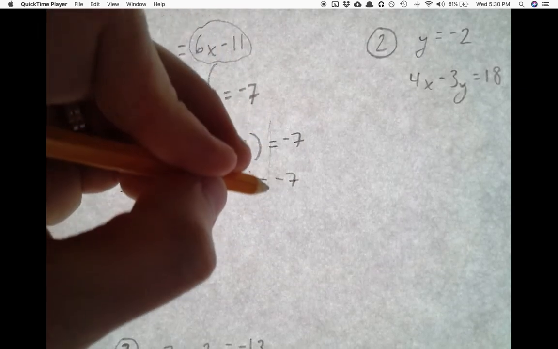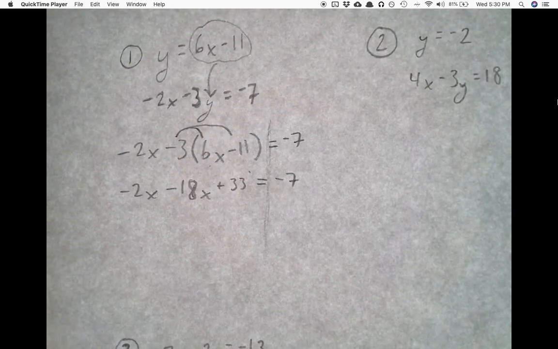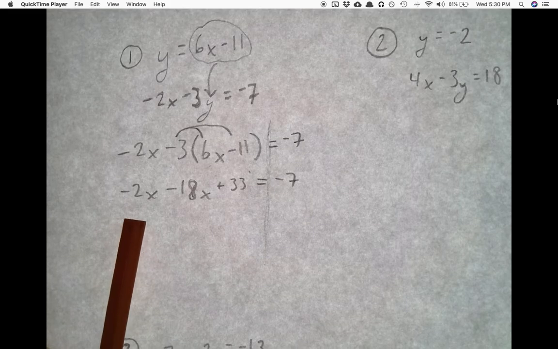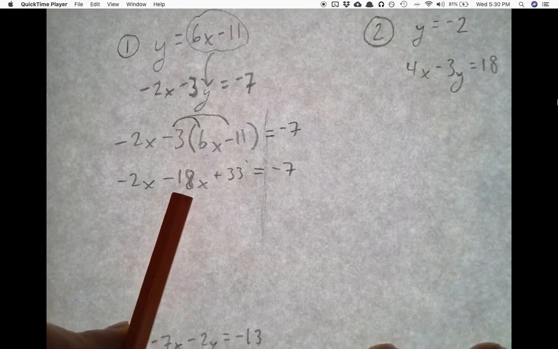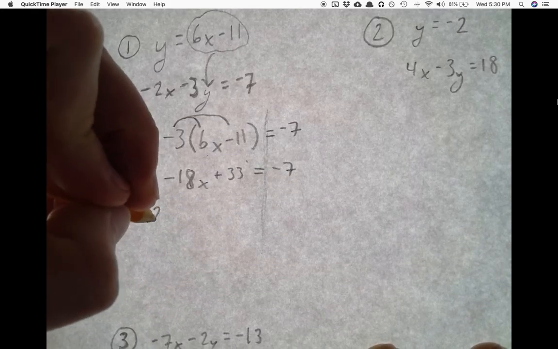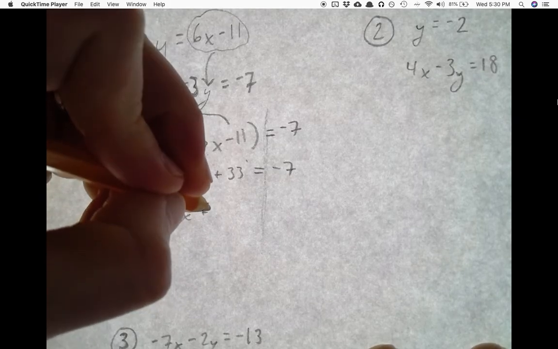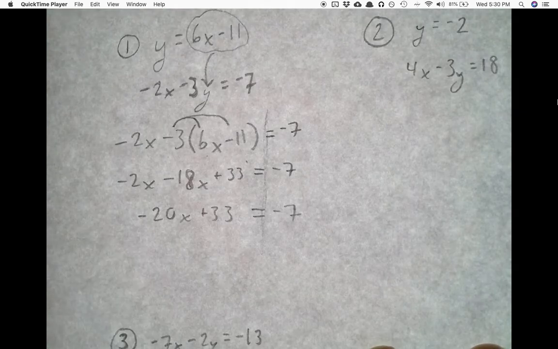And then I can just bring down the equal sign, negative 7. Let's keep this little line here. Make sure that I'm not combining like terms on opposite sides, right? On the left side, I can combine some like terms. The negative 2x is like terms with the negative 18x. Negative 2, take away 18, is now going to be negative 20x plus 33 equals negative 7.